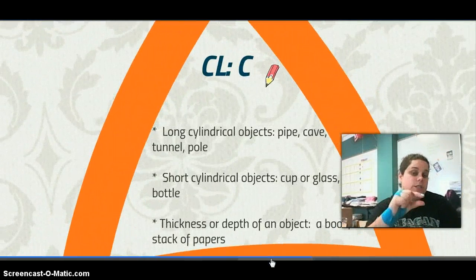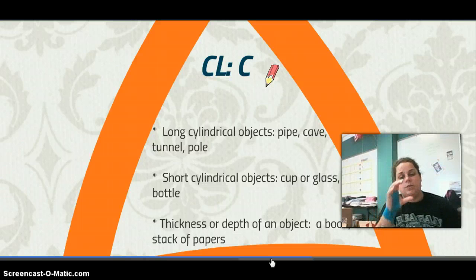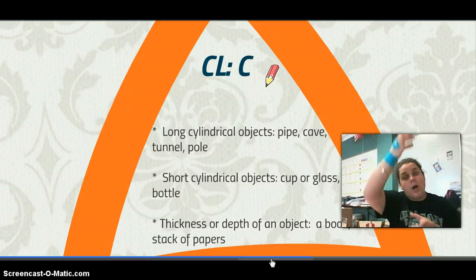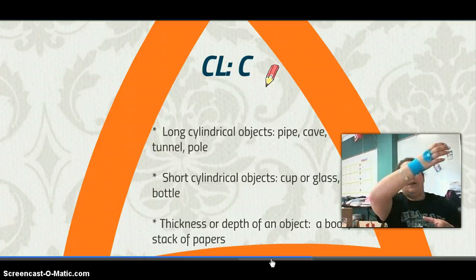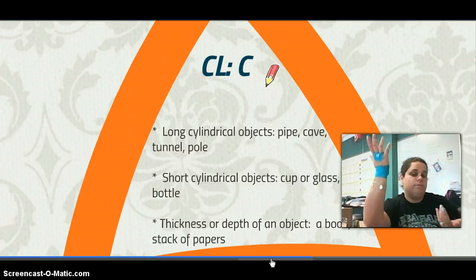CLC, while CLG was thin, CLC could show something thick, like a book or a stack of papers. It could also be a short cylindrical object, like a cup or glass, or something taller, like a pipe. You could use it to show a cave or a pole. It could be a lamppost, anything like that.